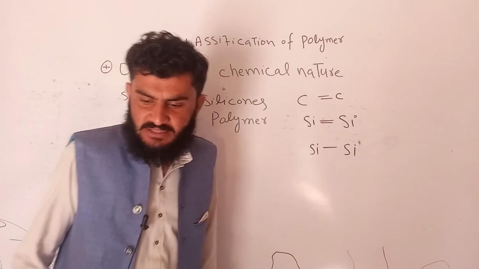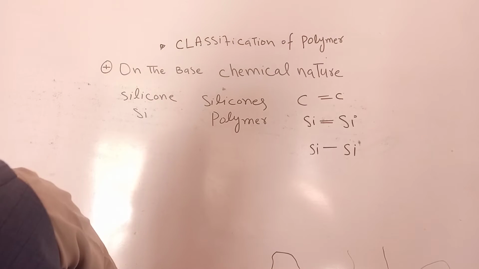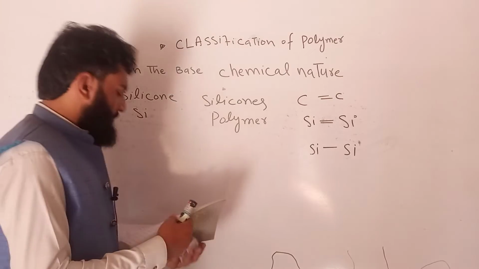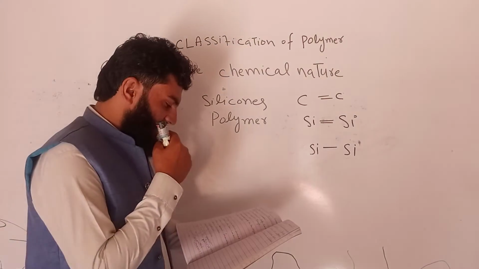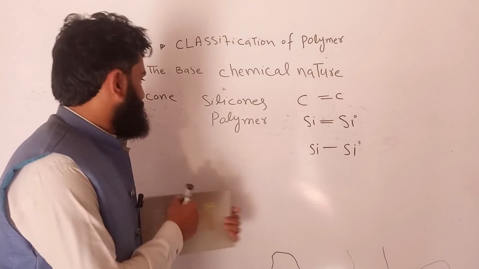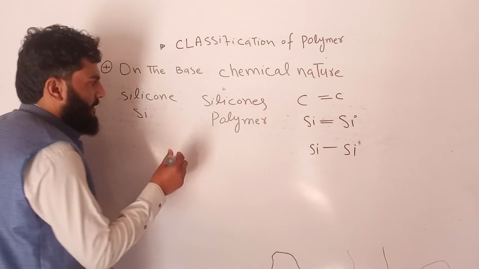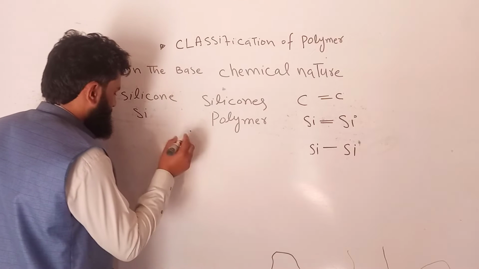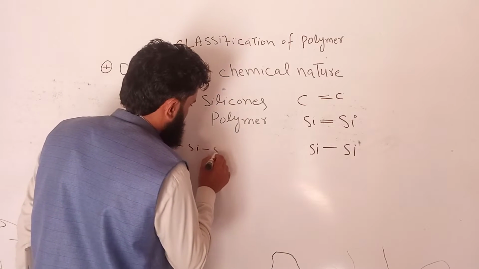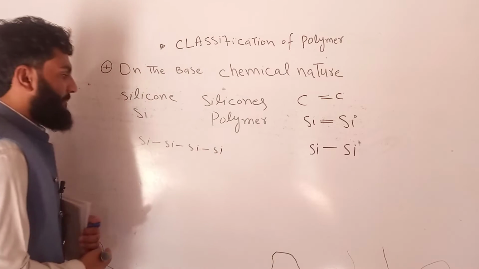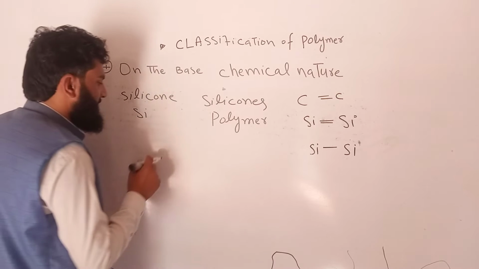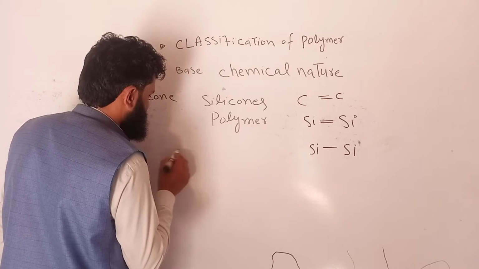Such type of polymers are also known as polysiloxane. We know that silicon doesn't form such a long chain polymer by itself. So silicon will form a polymer in that form.